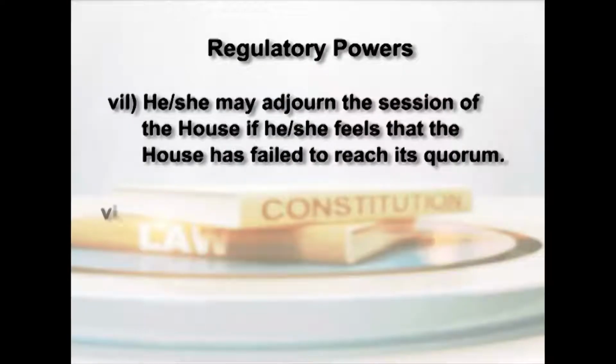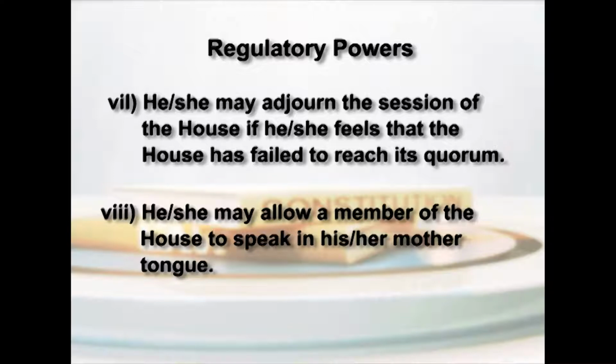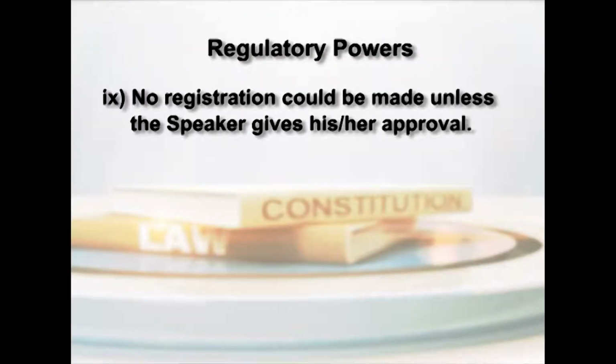Now, the business of the House is usually conducted either in English or in Hindi, but the Speaker may allow a member of the House to speak in his or her mother tongue or in any other Indian language and make necessary arrangements for authentic translation of the statements made by the member of the House in the Parliament in both English and Hindi. No resolution could be moved until and unless the Speaker gives his approval.